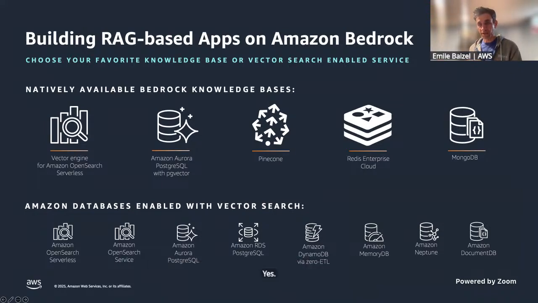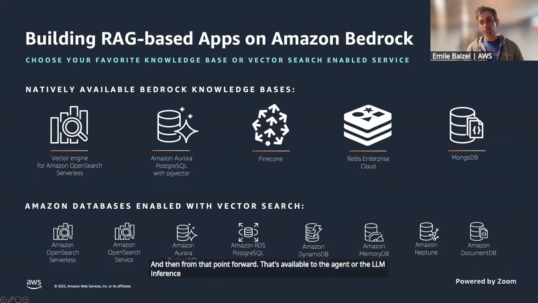And that S3 bucket can be scoped down to only you, or even less than that. You can make it only available to the knowledge base. Then as things get added to the S3 bucket, the knowledge base ingestion gets automatically triggered, and it pulls that new content in, chunks it, and adds it to the vector database. From that point forward, that's available to the agent or the LLM inference. When you associate that LLM inference with a knowledge base, it can now start accessing that data.